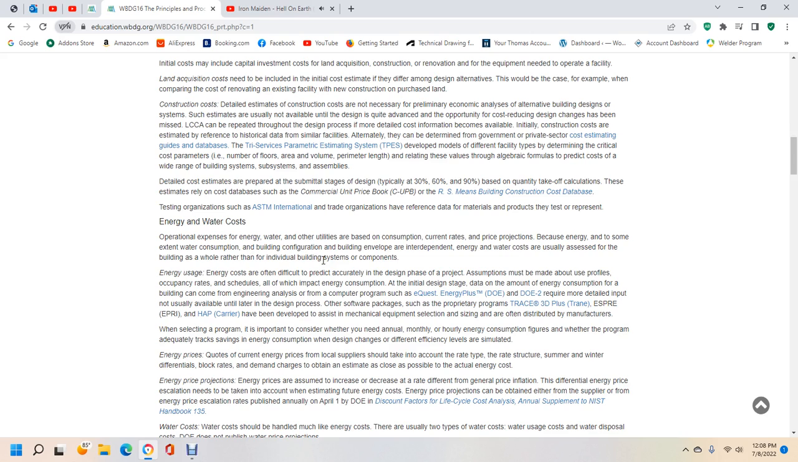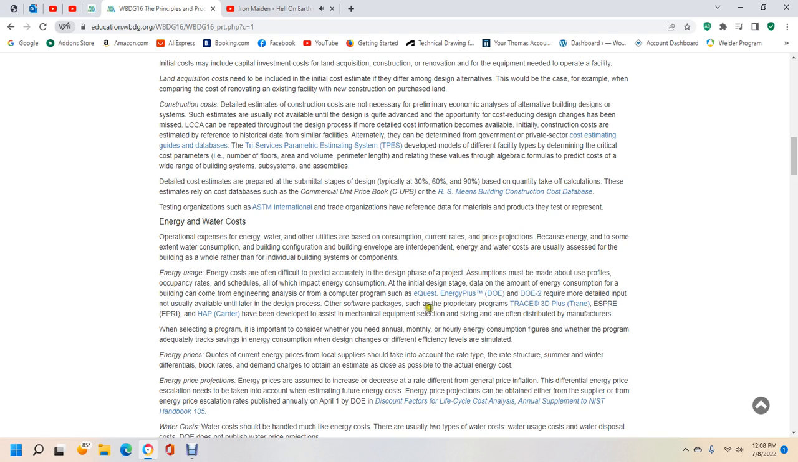Energy use. Energy costs are often difficult to track accurately in the design phase of the project. Assumptions must be made with the use of the occupancy profile and the schedule with which the energy is consumed. Initial design stage data for the amount of energy consumed by the building comes from energy analysis computer programs. eQuest, EnergyPlus, and DOE-2 require more detailed input, but it is not available until later in design.